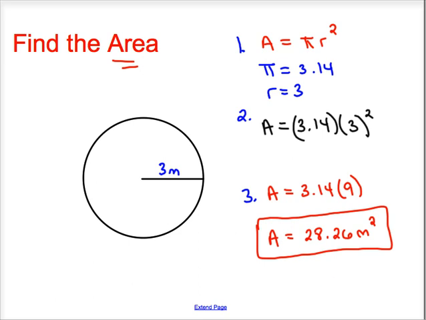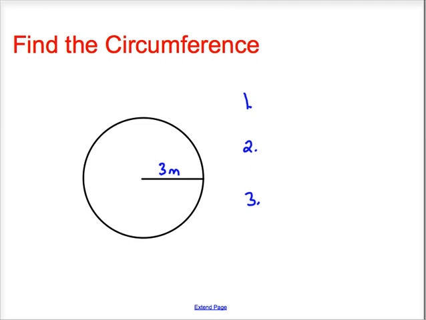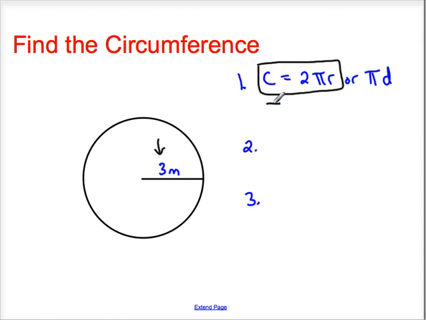Okay, let's take a look at another example. The next example we're looking at is finding the circumference. So again, we're going to start with our formula here. Our formula for circumference, if you look back, circumference is equal to 2 pi r or pi d. In this particular problem, I'm given the radius, so I'm going to go with this first formula here. C equals 2 pi r, where pi is equal to 3.14, and my radius is equal to 3.